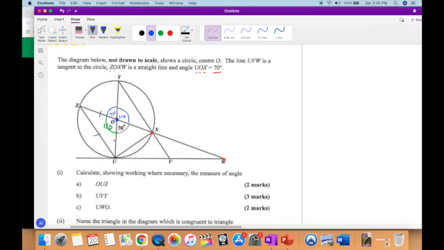Equilateral would have been if all three of them were the same, right? But we don't know if all three are the same, but we're sure that these two are equal, which means it's an isosceles, and that means that this angle is going to be equal to this angle. The angles inside a triangle add up to 180 degrees. So 180 minus the 110 gives me 70 degrees, and 70 divided by 2 splits up 35 and 35 here. Make sense?